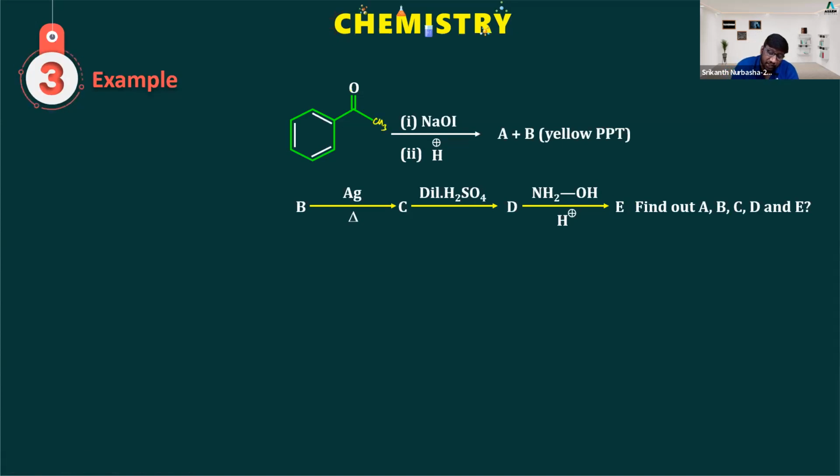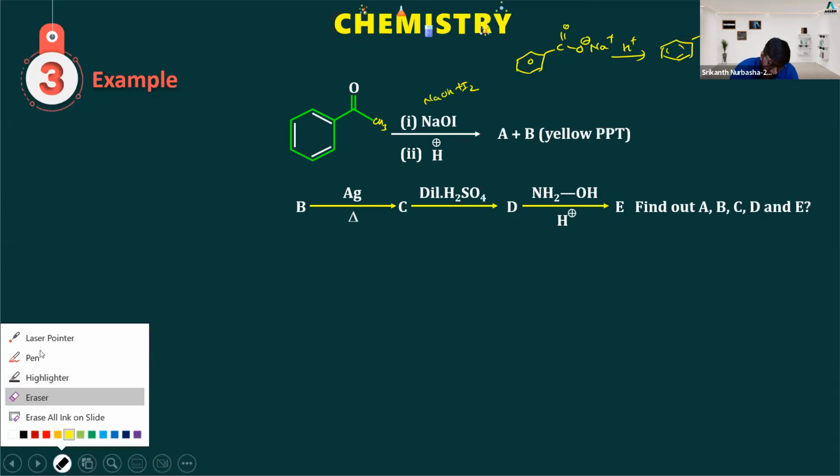The CH3 C=O group is converted with NaOH. NaOI means NaOH plus I2. NaOH plus I2, that means they are doing the iodoform reaction. Iodoform means you will get what? First you should get C=O O minus Na plus, and then acidification is there. If you do the acidification, you get C=O OH. Along with that, you are getting a yellow precipitate. What is that yellow precipitate, students?